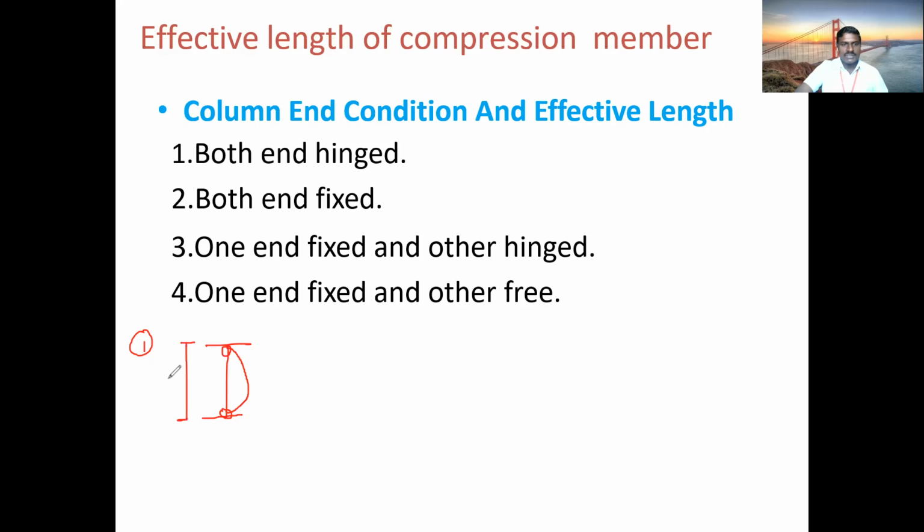So this is the original length L. So effective length L effective is also the same, that is L effective is equal to 1.0 L. This is first. Second, both ends fixed. For that, this is the sketch. This is the original length of the member, and L effective is equal to 0.65 L.